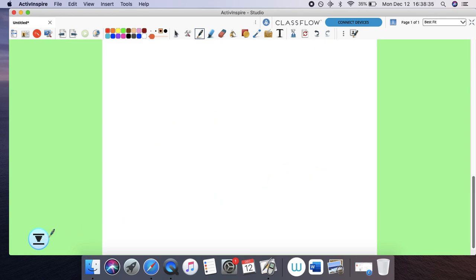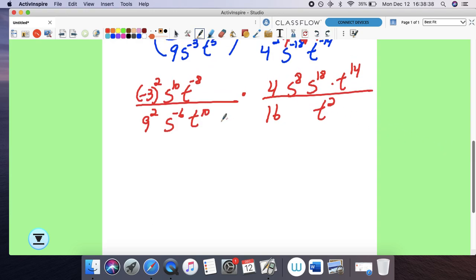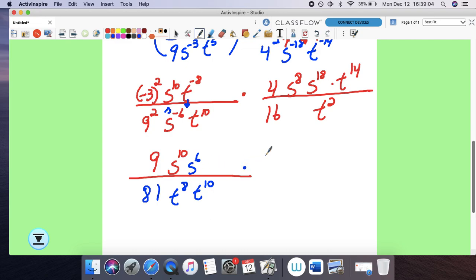Okay, we're almost there. I guess you can combine a few things. Over here, negative 3 to the 2nd power is just 9. S to the 10 stays. T, and I'm getting t to the negative 8 is going to go down, becomes positive. 9 to the 2nd power is 81. S to the negative 6 is going to go up, so it becomes s to the 6. And t to the 10 stays down. Yeah? Times 4 s to the 8, s to the 18, t to the 14, and over here we have 16, t to the 2nd power. I'm going to simplify that a lot.